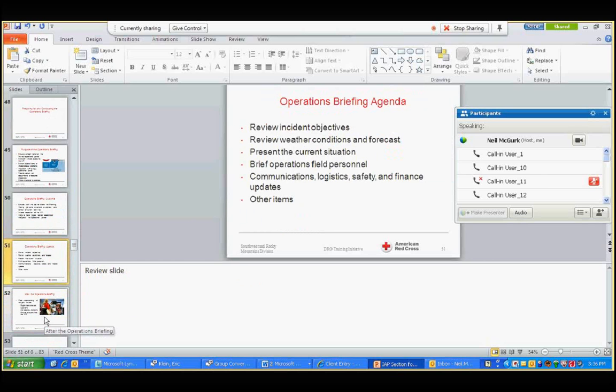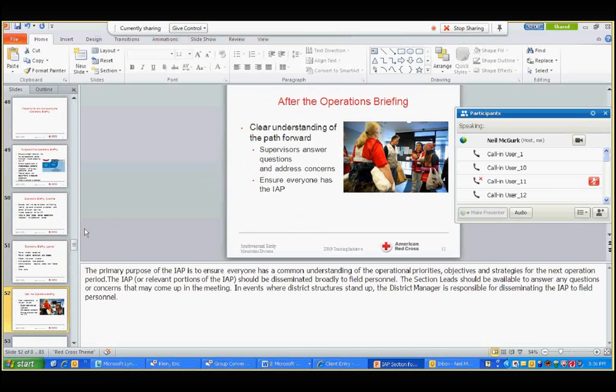And the AD for operations has a responsibility for conducting the operations briefing. And then after the operations briefing, this is ensuring the information is further disseminated down through the ranks of the operation.